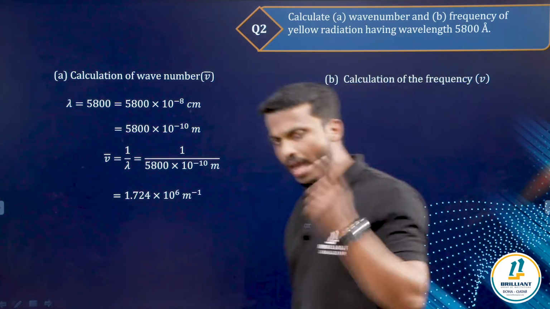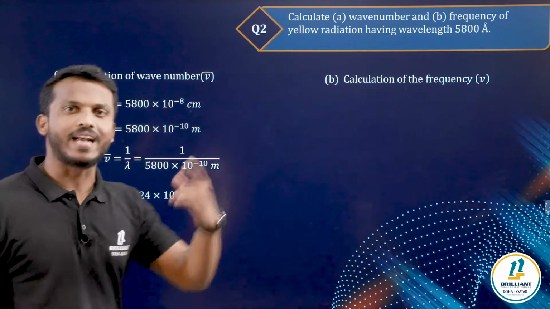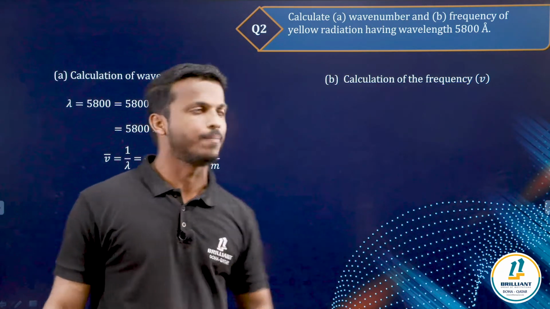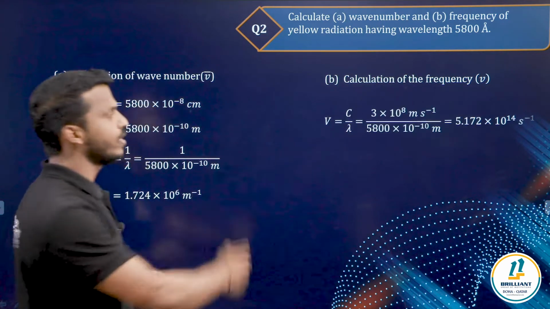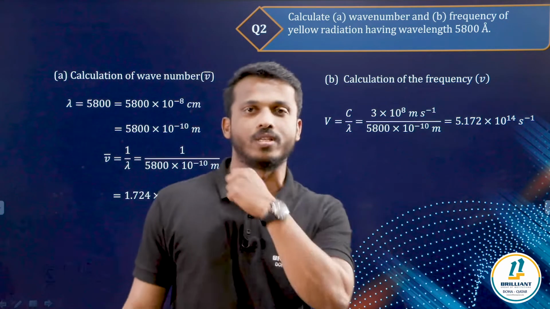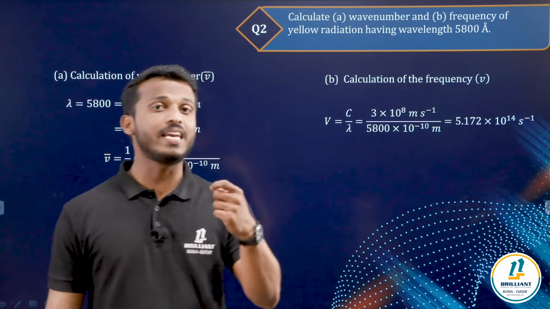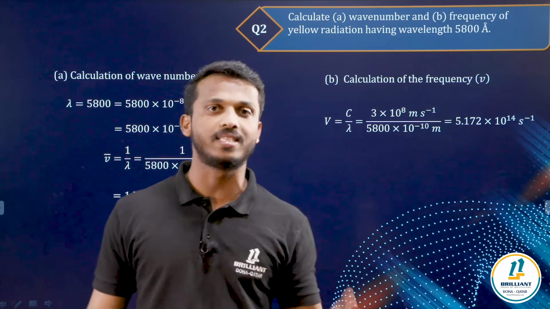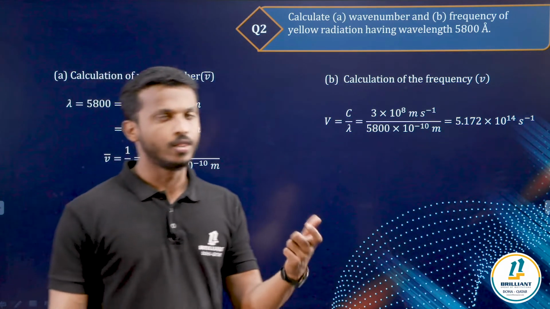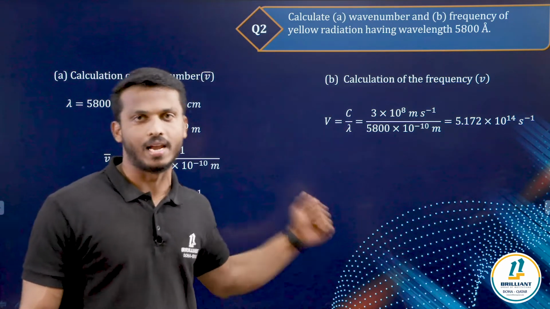Next one. So wavelength is given, wave number we calculated. Next we are supposed to calculate frequency. What is frequency, dear all? Frequency nu. What is the relation between wavelength and frequency? What is the relation between lambda and nu? Dear all, c is equal to nu lambda. c is equal to nu lambda. Therefore, what is nu? That is c by lambda. Nu is equal to c by lambda.